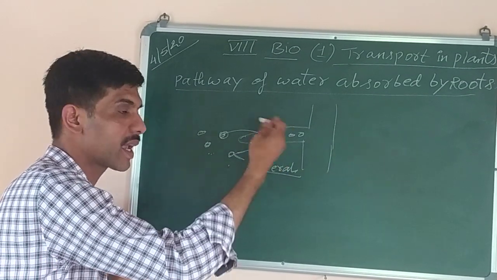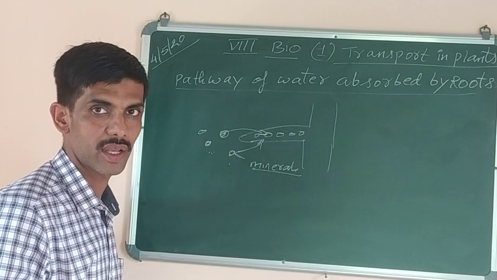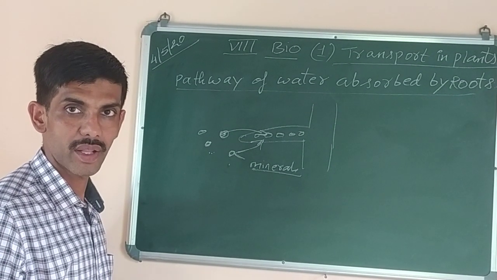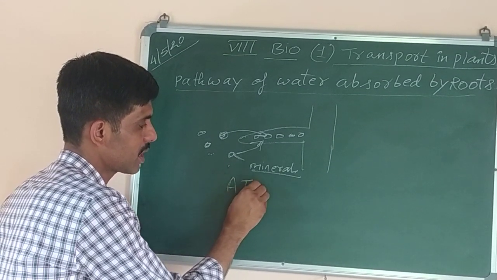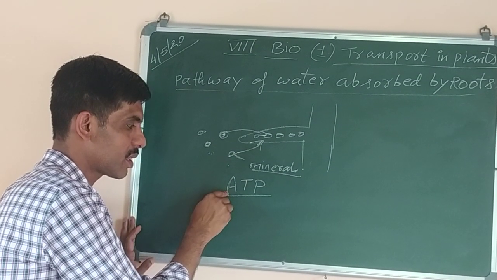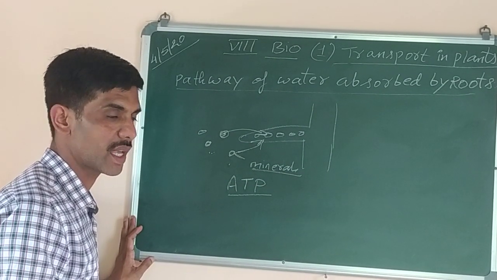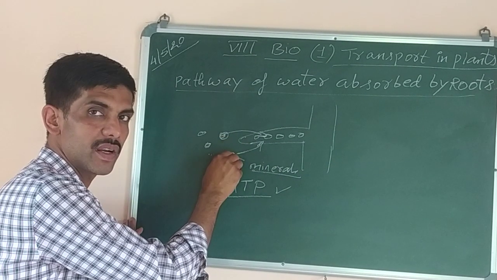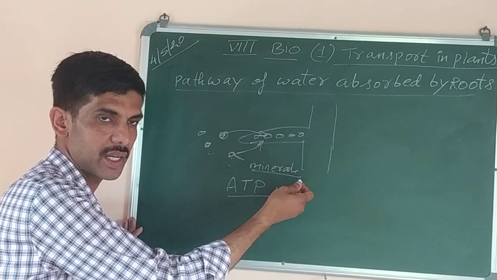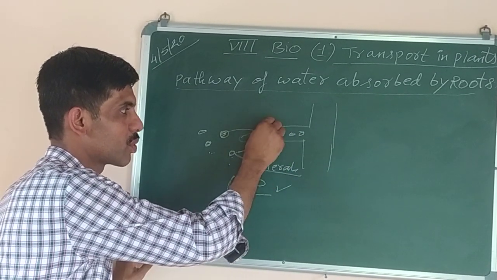That's why it is called against the concentration gradient, and for this energy is required, which comes by the process of respiration in the form of ATP. So ATP stands for adenosine triphosphate. It is called the energy currency of the cell. So this energy is needed in order to transport the minerals against the concentration gradient, that is forcefully from lower to higher concentration in the root hair cells.